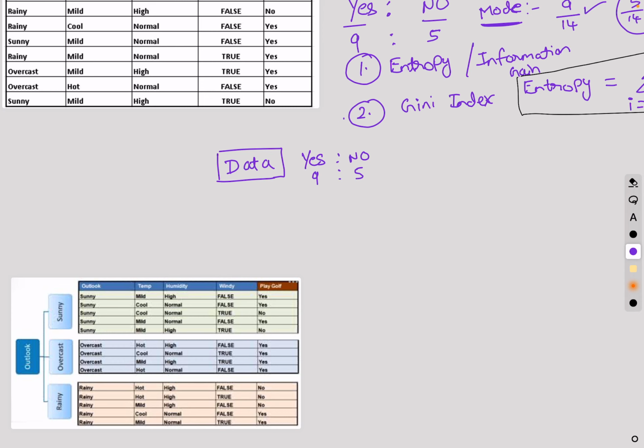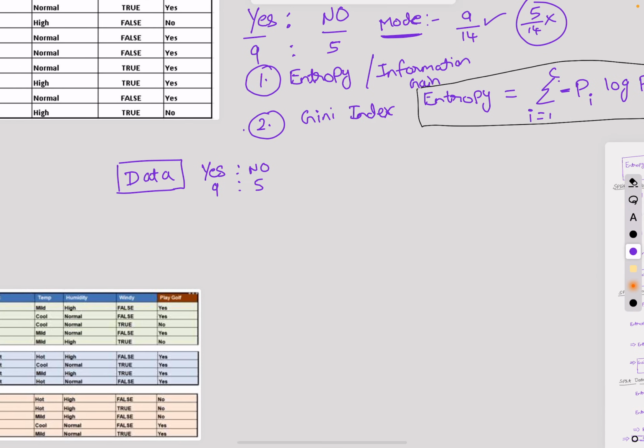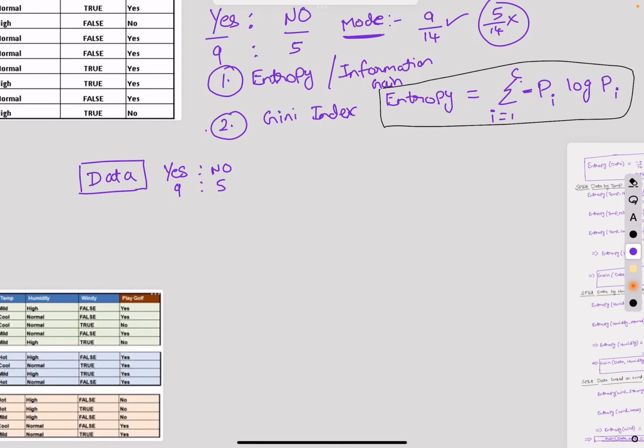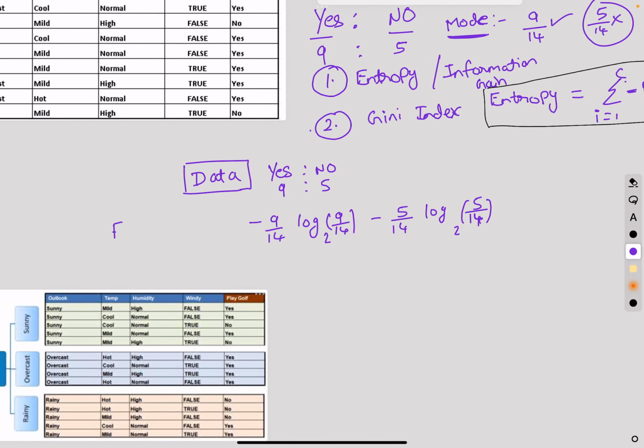So how to find the uncertainty is like this. The probability of yes is 9 by 14, and the probability of no is 5 by 14. So it will be minus 9 by 14 into log 9 by 14 to the base 2, minus 5 by 14 log 5 by 14 to the base 2. This is the entropy of the entire data set.